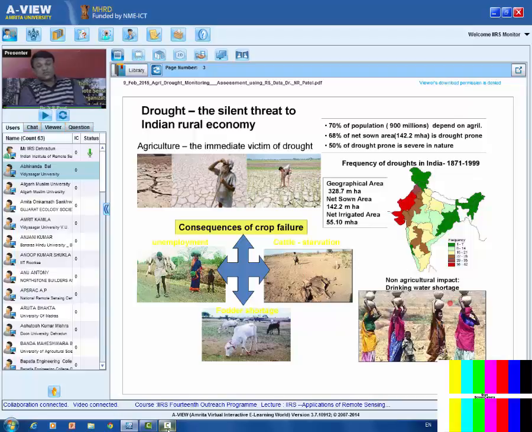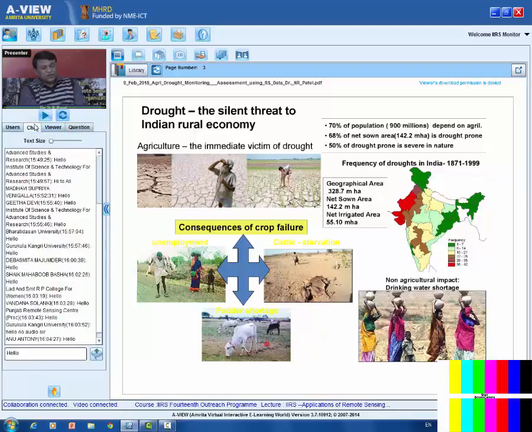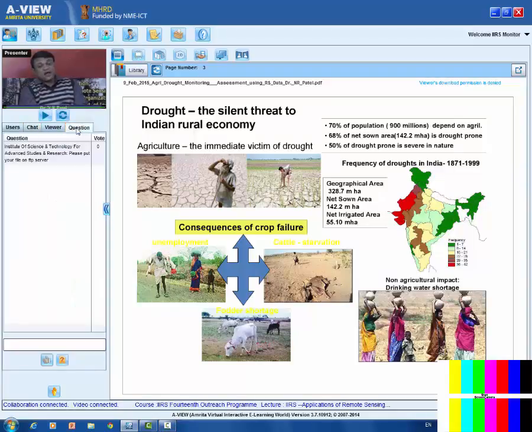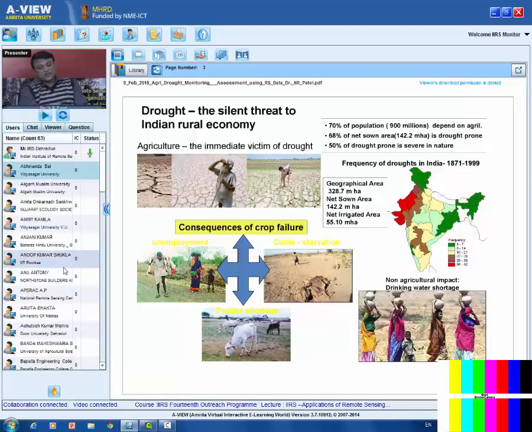There is also sometimes a problem of drinking water shortage. There is less availability of cattle fodder, and also migration of people and unemployment. These are the different kinds of problems we see whenever a persistent drought occurs in a region.